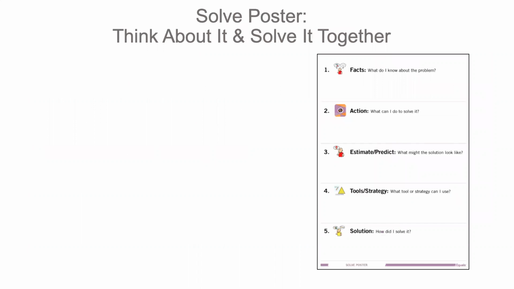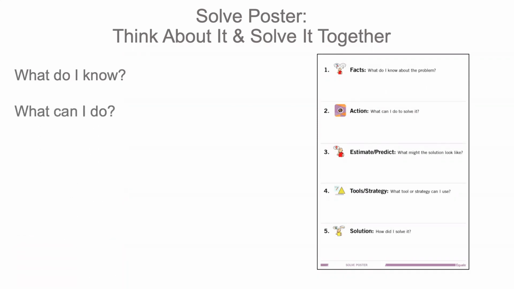The solve poster is used on the second page during the problem-solving activities, think about it and solve it together. The solve poster displays the 5 problem-solving steps that are used to support students visually as they learn what it means to solve a problem. The 5 steps are facts. So what do I know about the problem? How can I identify facts?